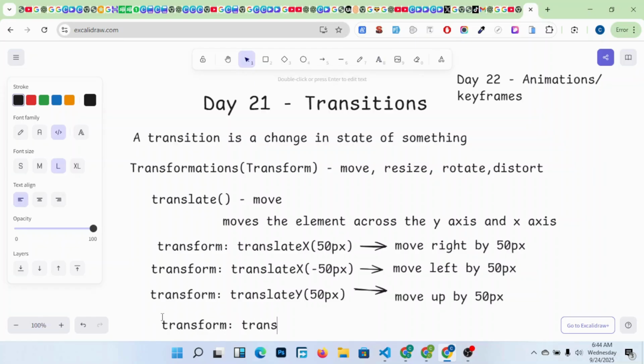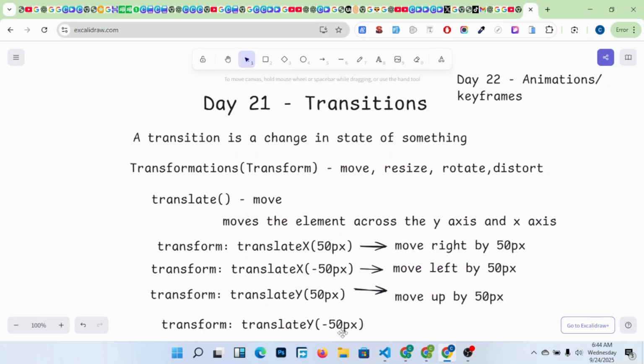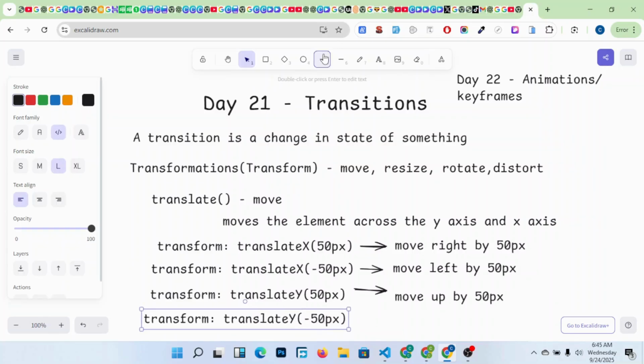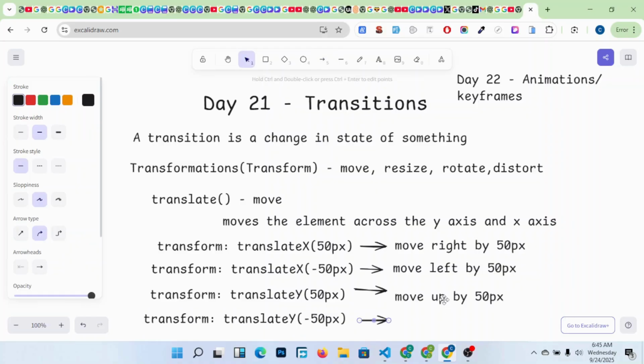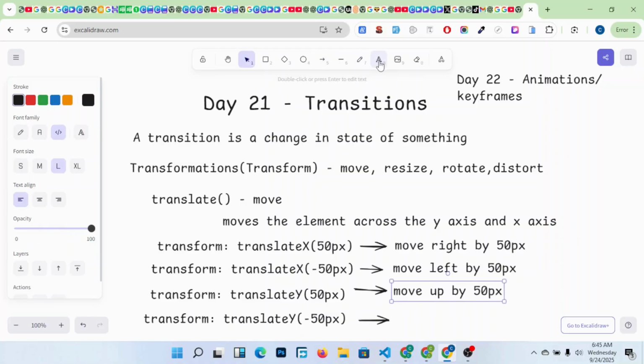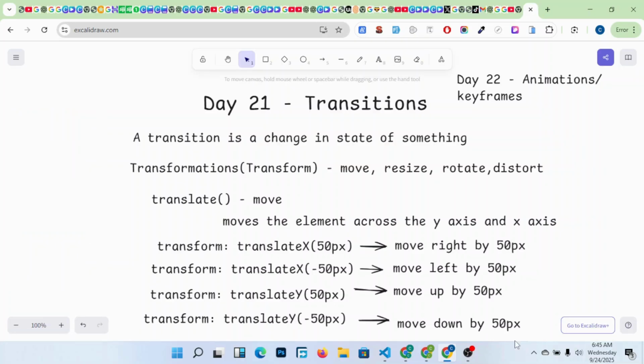Translate. Okay. Y. This one simply means that if I say negative 50 pixels, you move down, because a negative value is always down on the downward scale. Move down by 50 pixels. As simple as that.